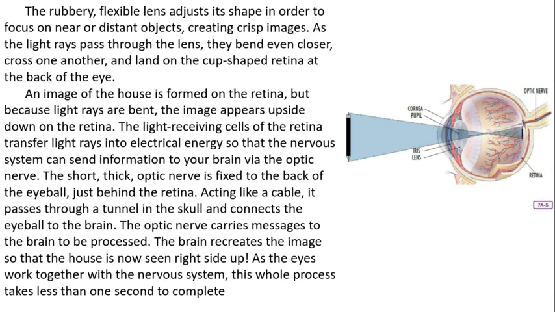As the eyes work together with the nervous system, this whole process takes less than 1 second to complete. When you think of the factors and the parts of the eye that are involved in allowing it to see, it is indeed wondrous to think that it takes less than 1 second to see, right? Because it has to go all the way in and it's backwards and it has to go through the optic nerve and then your brain has to flip it around so you know what you're seeing.